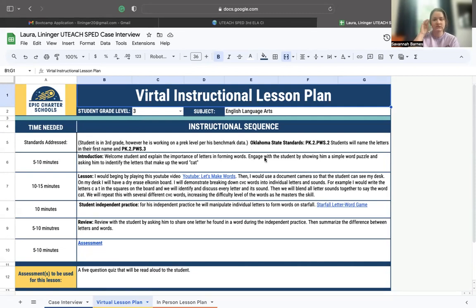The Oklahoma State standards that I have are PK2, PWS point 2. Students will name the letters in their first name. The introduction would start with welcoming the student and explaining the importance of letters in forming words, engaging with the student by showing him a simple word puzzle and asking him to identify the letters that make up the word cat.